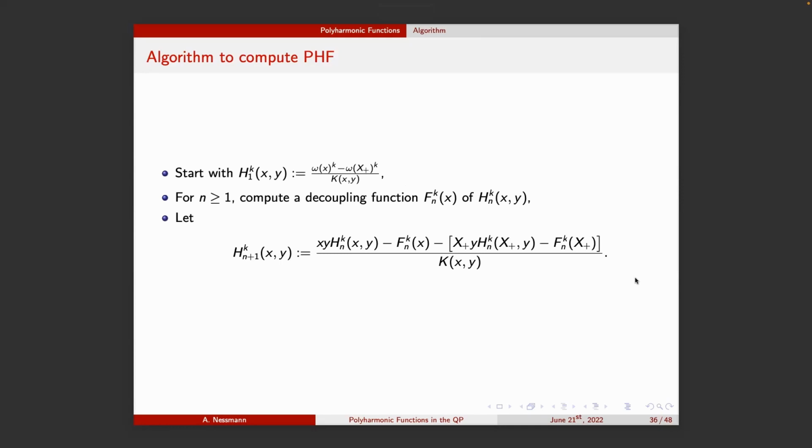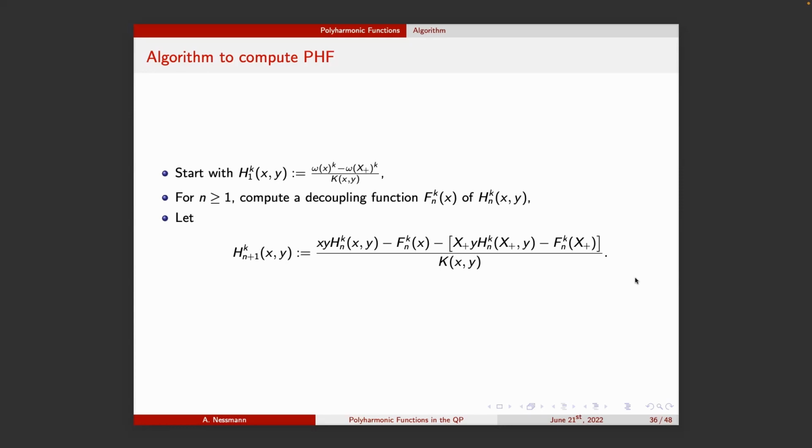And another nice thing here is that if pi over this angle theta is an integer, then not only is this a polyharmonic function, but it will take the form of some polynomial in x and y over 1 minus x to some power and 1 minus y to some power. So they're rational, they're very nice. We like the structure of that because it's very simple.